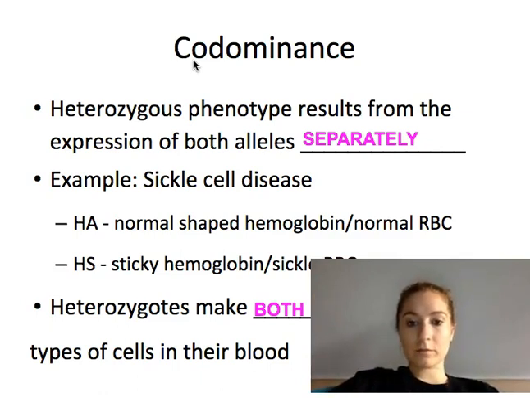An example of this would be sickle cell disease. So if you have an H and an A, it would be normal shaped, and if an H and an S, it would be sticky. So either normal or sticky cell for red blood cells. And heterozygotes make both. So you would have some normal and some sickle cell types in their blood.